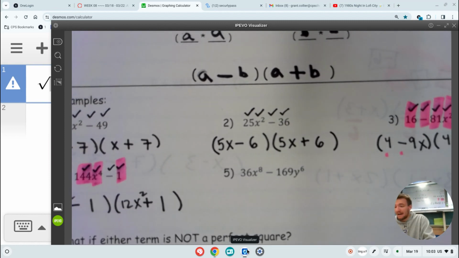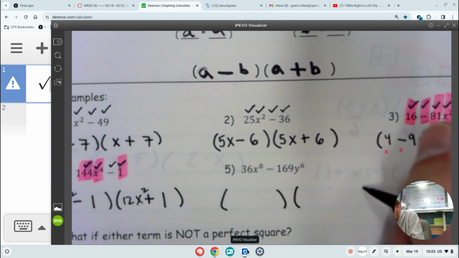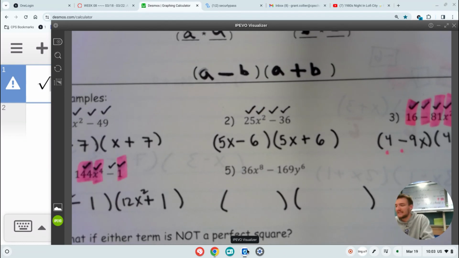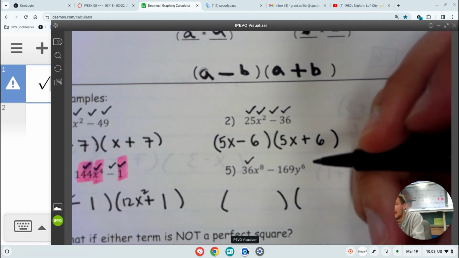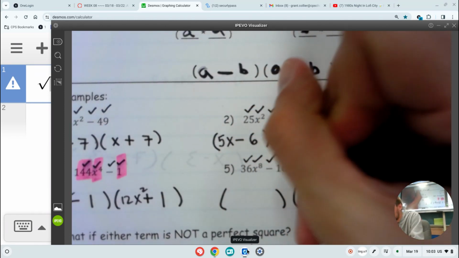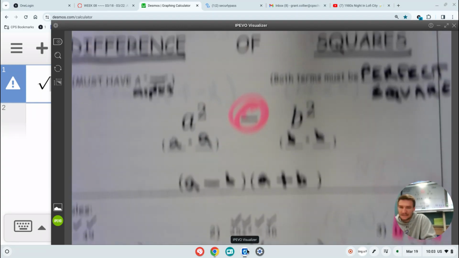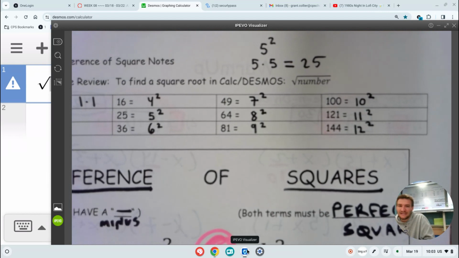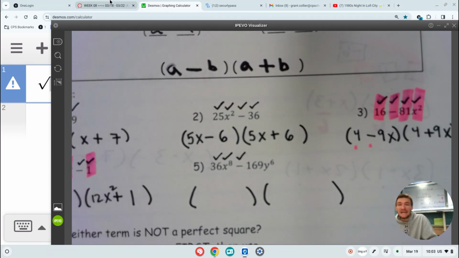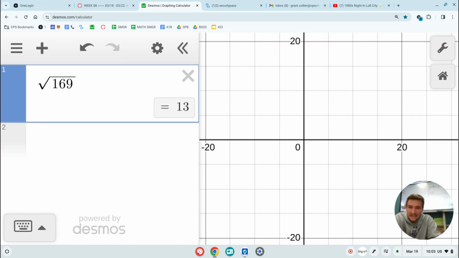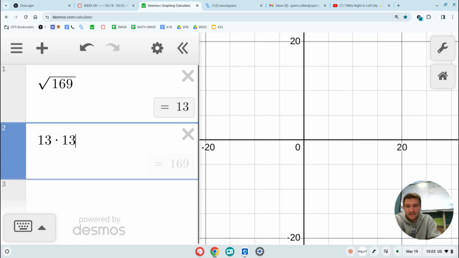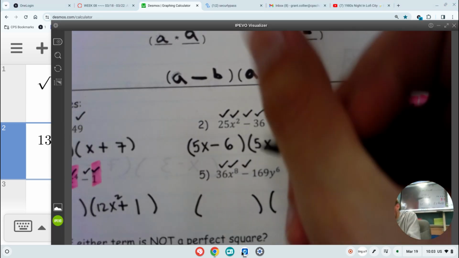Okay. Number 5. This one, it looks crazy, right? It looks ridiculous. 36 is perfect. X to the 8, it's big, but can we rip it in half? Yes. We have the minus. Yes. 169. That is not on our list. It is bigger than 12. Maybe it's 13. What is the square root of 169? 13? What is square root? Like to root the square, to break it into pieces. 13 times 13 is 169. And so this is a perfect square.